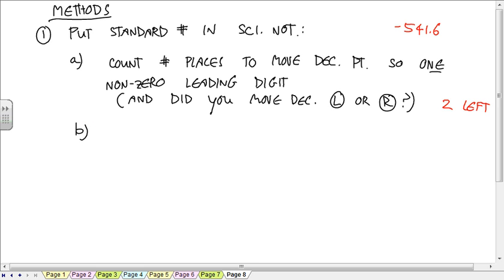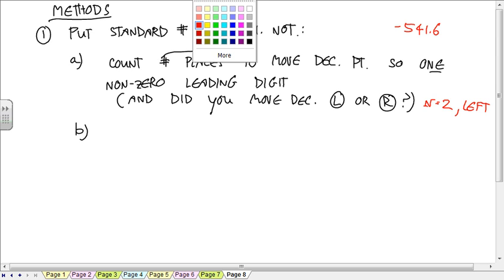So count the number of places. Let's call this number of places n, capital N. So in the example, n is equal to 2, and you move to the left.